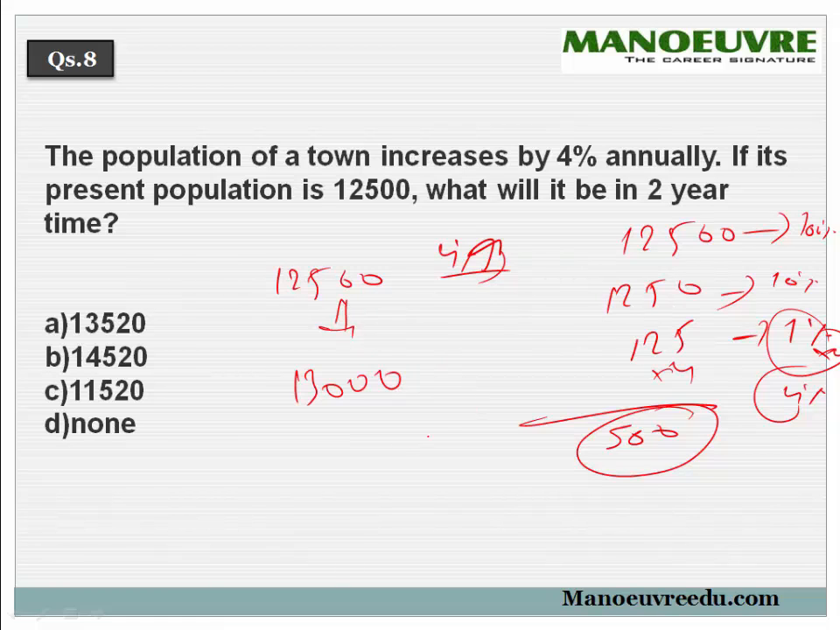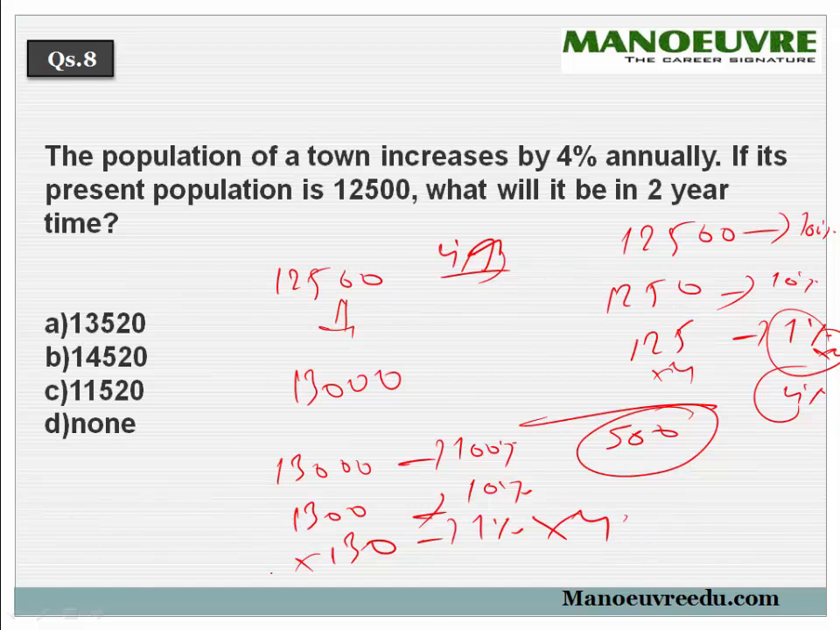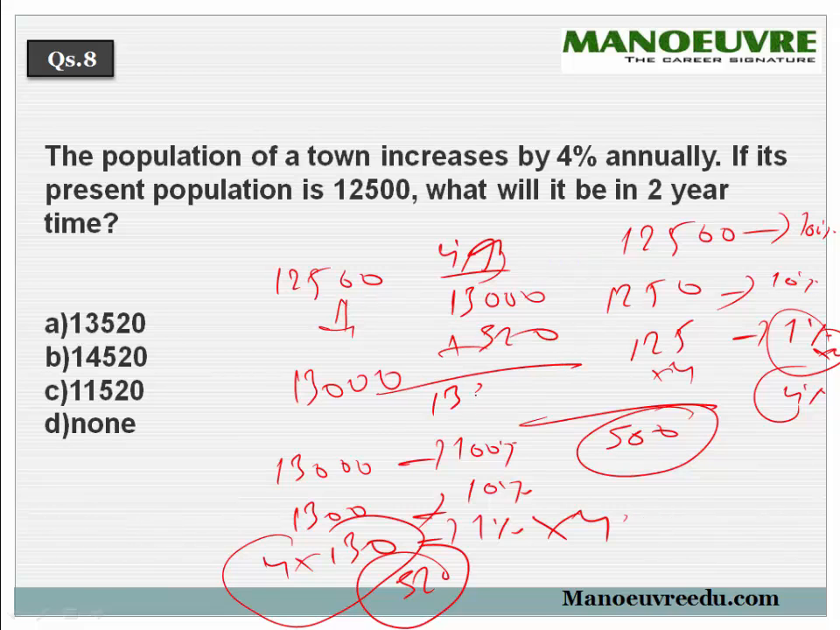Again it will increase by 4%. Now in this case 13,000 is your 100%. 10% will be 1300. 1% will be 130. Now the question is 4%. I'll multiply it by 4 here and here. This is 520. So what I'll do, 13,000 plus 520 is nothing but 13,520, which is your final answer after 2 years. So guys, again I use this method. This is effective also and will take less time.